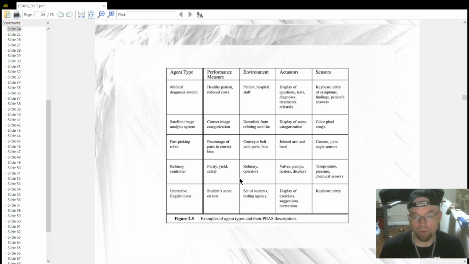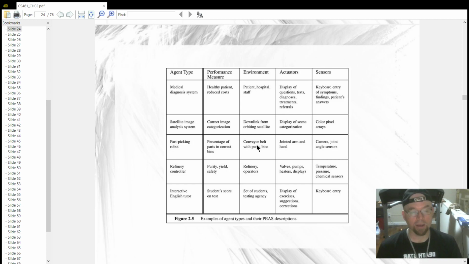Now here's the thing, right? You're going to need to give me a little bit more information than just purity, yield, and safety. You're going to have to describe that a little bit more, because I don't know what you mean by purity. One word isn't enough. When I gave you an example of the part picking robot, I described what each of these little pieces meant, right? You need to do that in the assignments in that way.